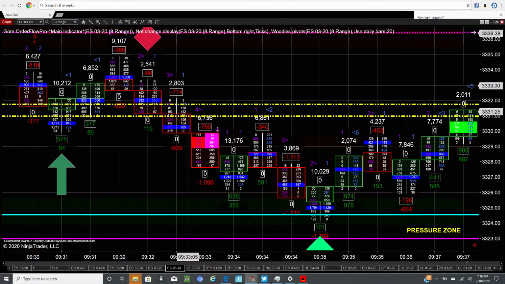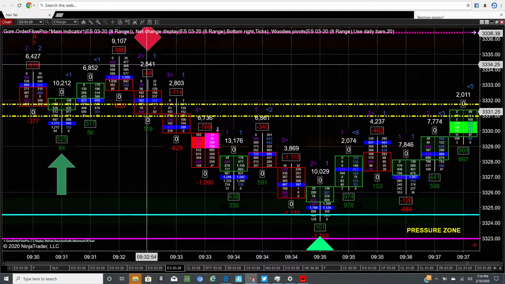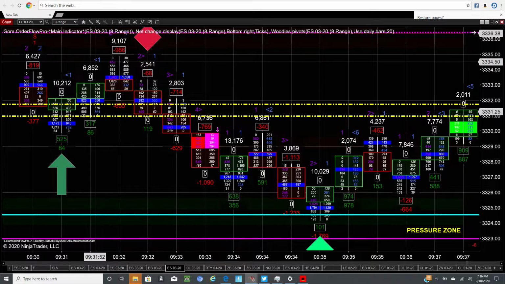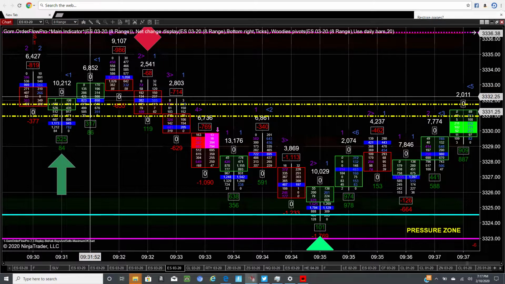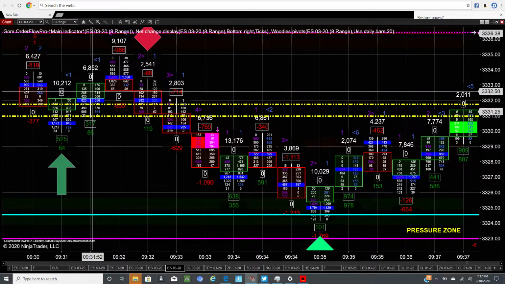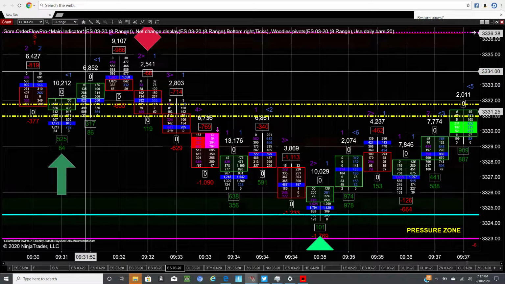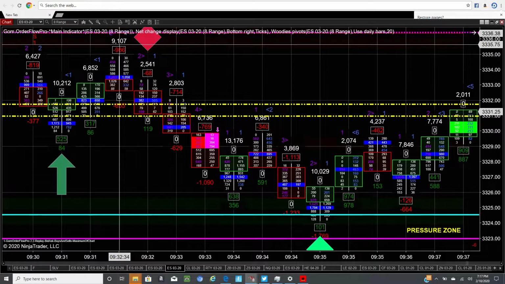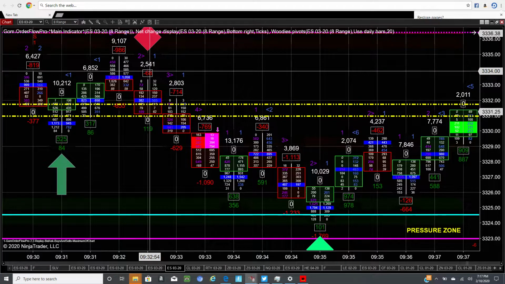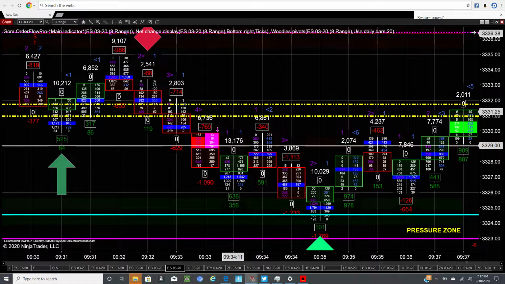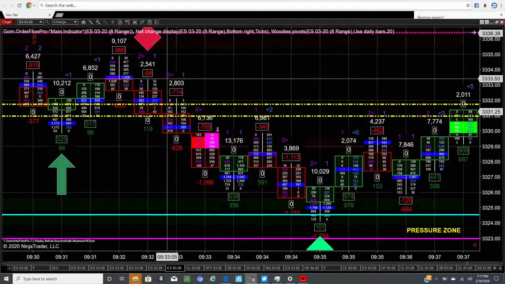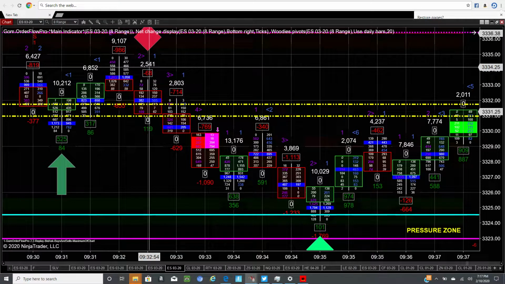Now, right here, this 2803, this 2541, this 9107, this 6852, that is the volume that has gone off inside this candle. So you had 6,852 contracts, 9,107, 2,541, 13,176. Volume can also come into the picture, but we're not going to get into that. It's a little more complicated and a lot more discretionary. So those big white numbers are just the volume.